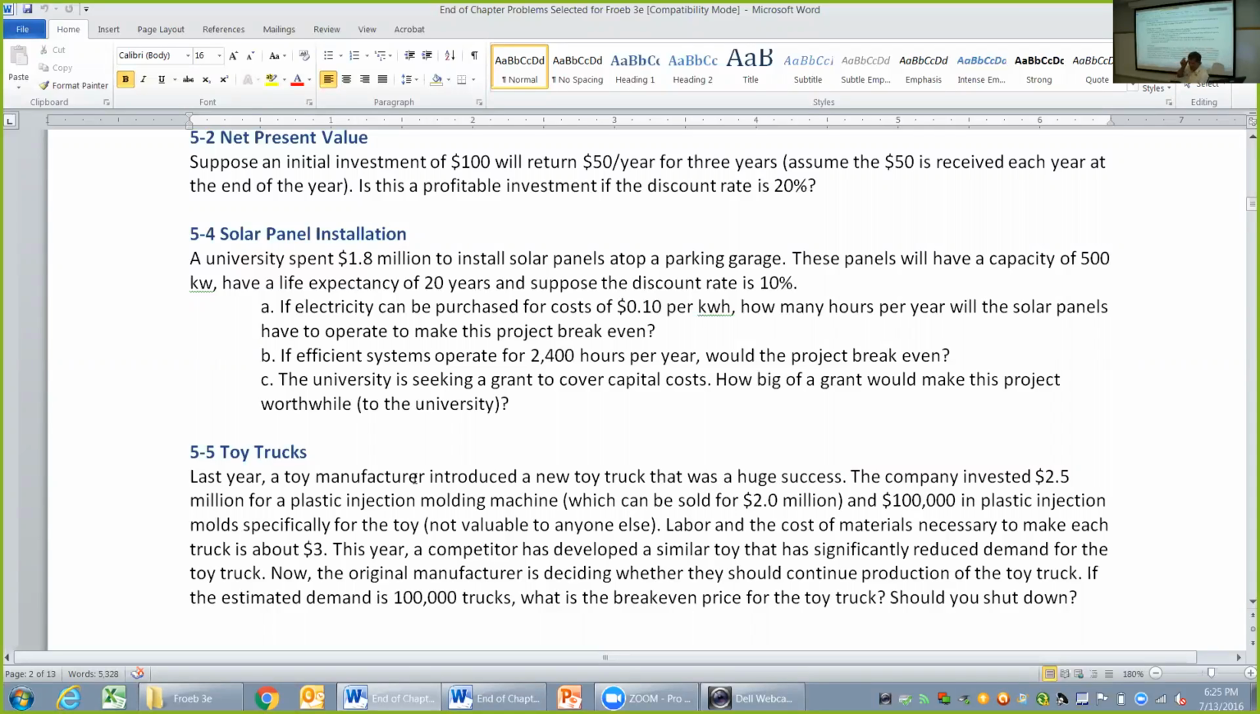Right. And I think that's what they're saying here: if efficient systems operate at 2,400 a year, would the project break even? But it's no, because it's not exactly 2,400. Right. But if it's more efficient, that's good.